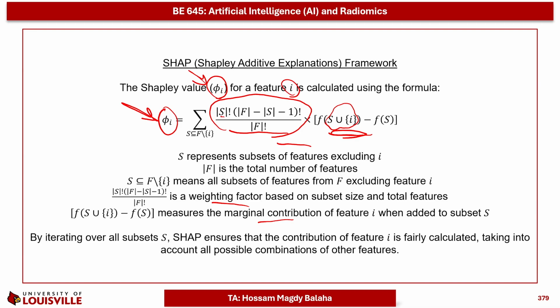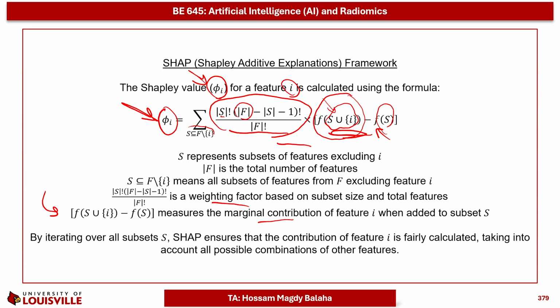And f here is the function. So if we have a subset union i, and we are getting the contribution here, and then we are getting the contribution excluding i, then here we are getting the marginal contribution of feature i, as we are getting two values, one with i and one without i, so subtracting both of them together will get the marginal contribution. And absolute F here means the total number of features.